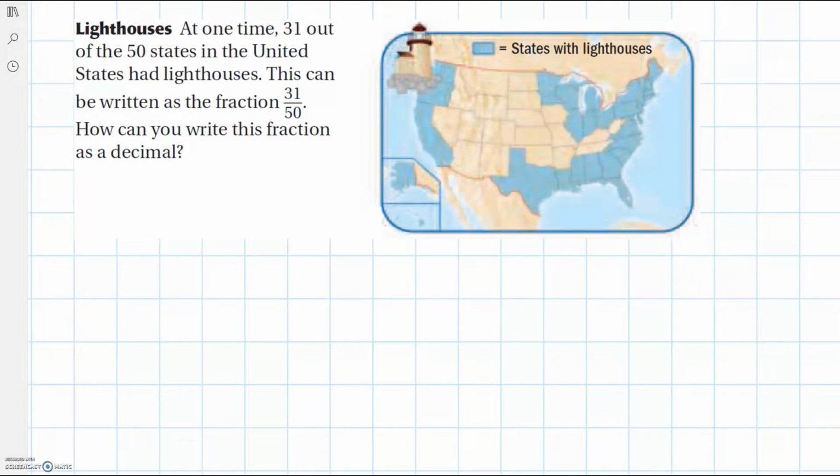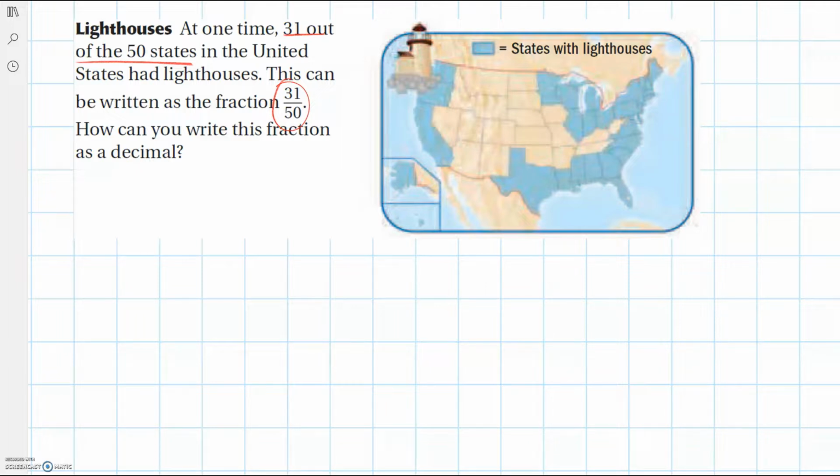Lighthouses. At one time, 31 out of the 50 states in the United States had lighthouses. This can be written as a fraction of 31 over 50. How can you write this fraction as a decimal?